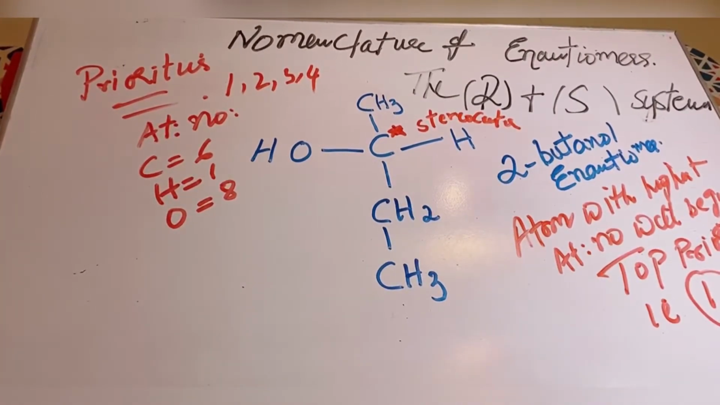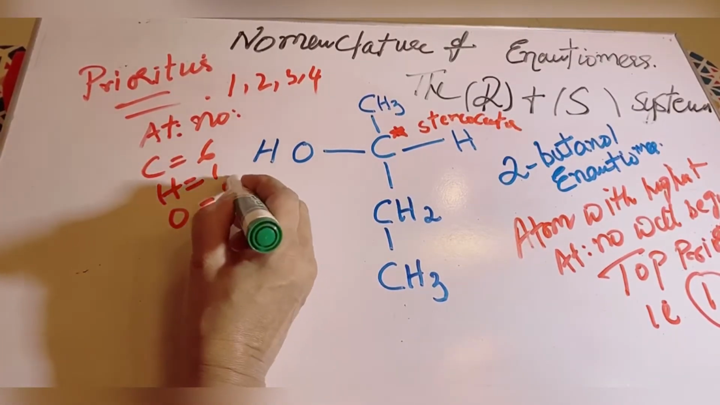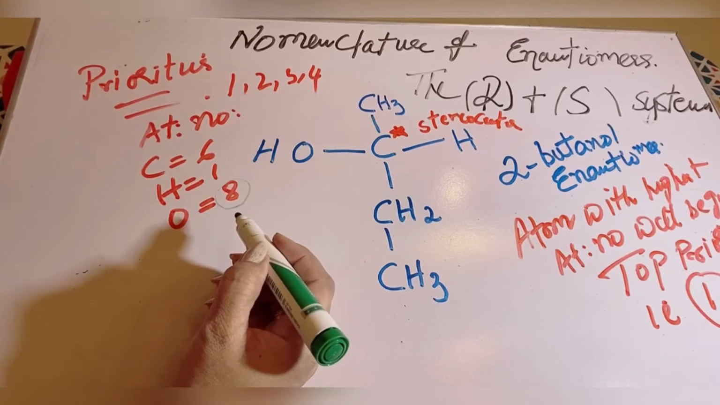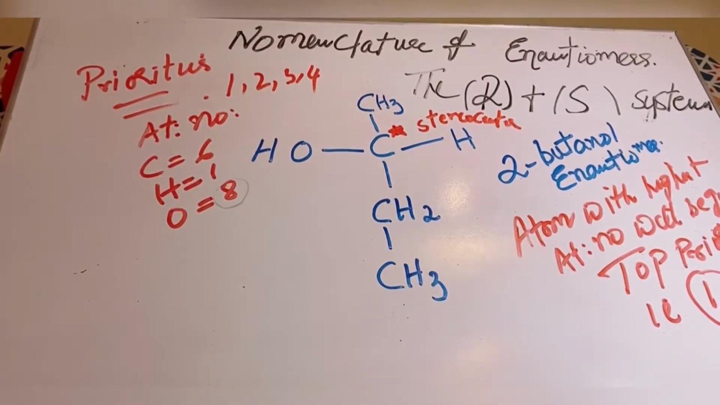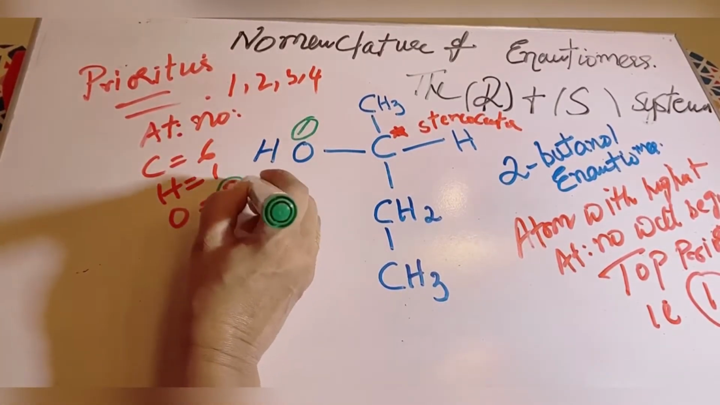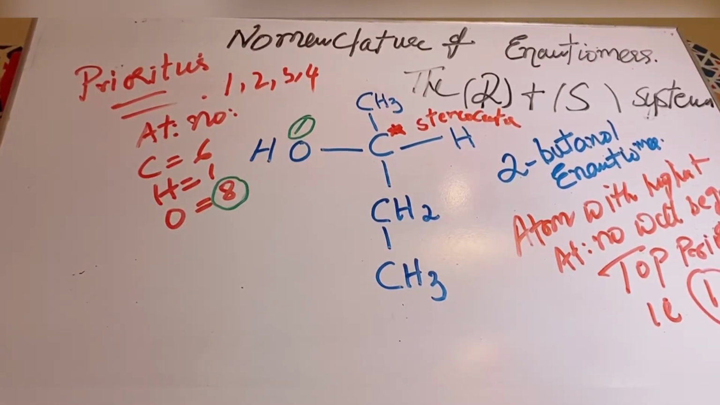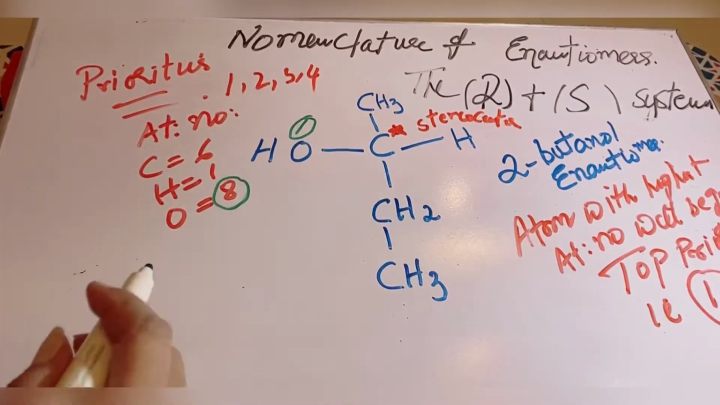So here now, if you look at this carbon, at this structure, oxygen has 8, that is, it has the highest priority, right? So according to our rule, we are going to give this number 1. This would be given number 1 priority, as oxygen is at the top priority. It is the atom that is directly connected to your stereogenic center, stereogenic carbon atom.